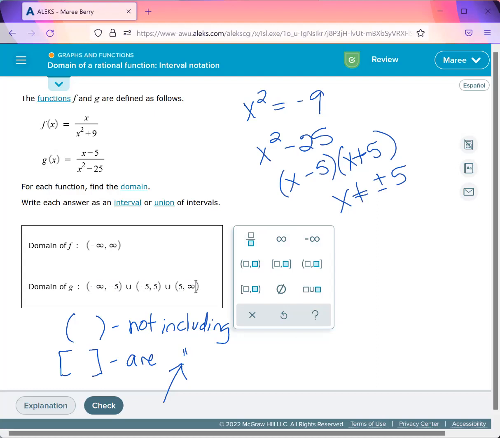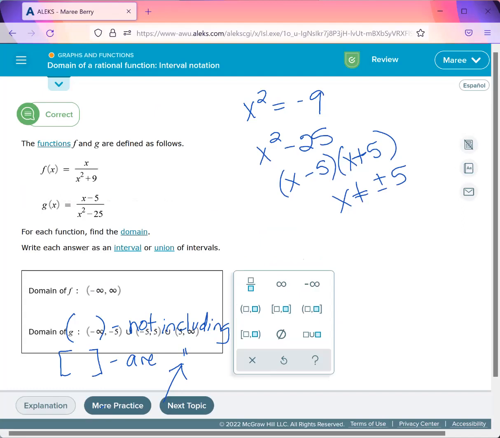So one thing to keep in mind is our infinities will always have a parentheses next to them. So we'll always use parentheses with our infinities because infinity is a concept, not a number. Okay, that's the end of our lesson.